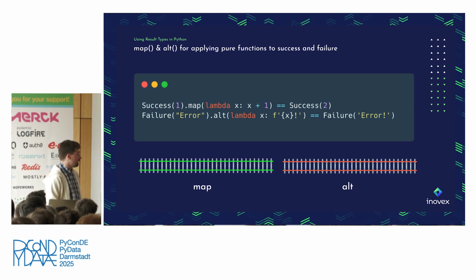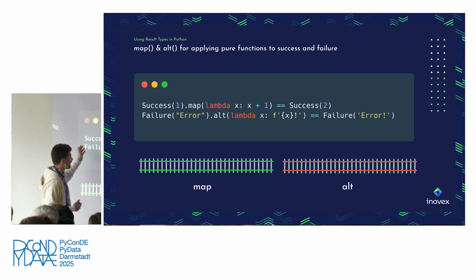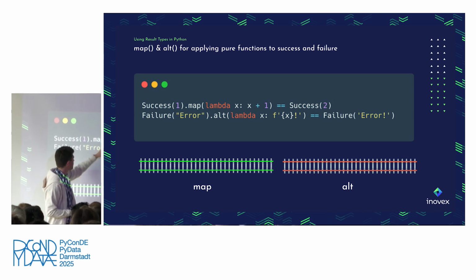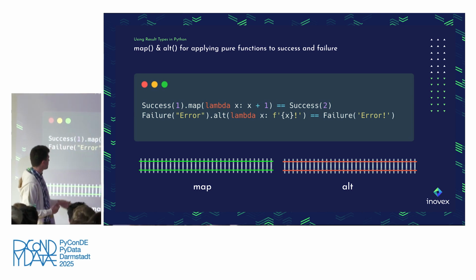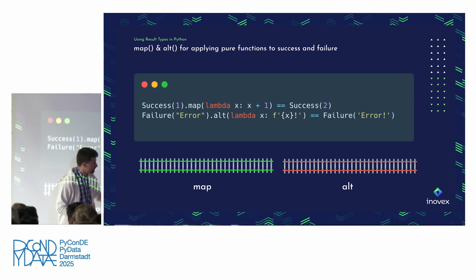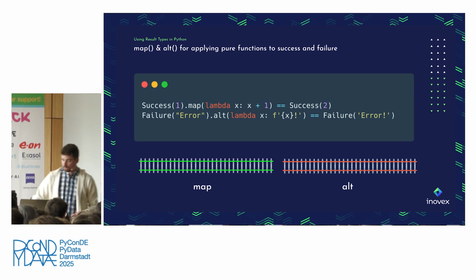So there's basically only 4 different components, and one is map for the success path if you apply something that cannot go wrong, like adding 1 to a number, so it's just success 2. Then there's alt, and we are just putting an exclamation mark after the error. So this is the easiest part.